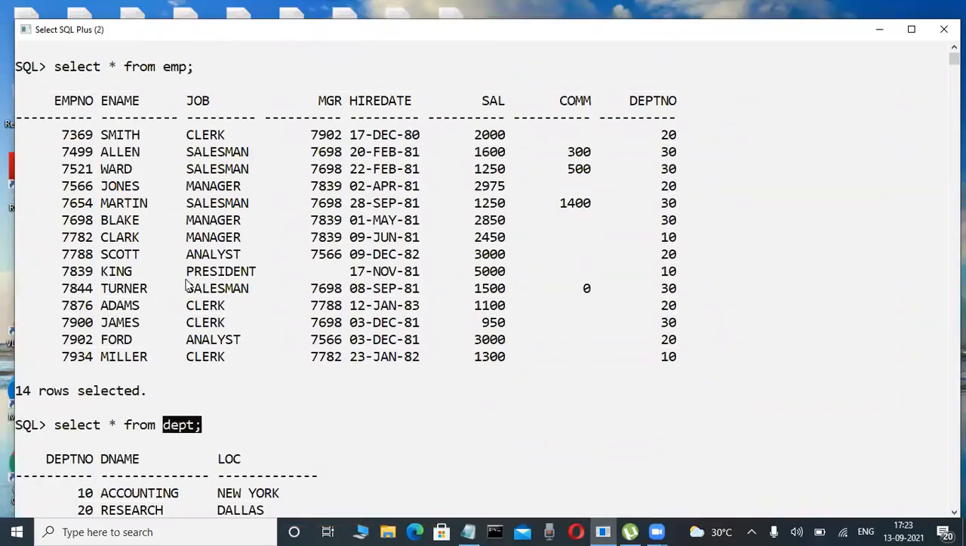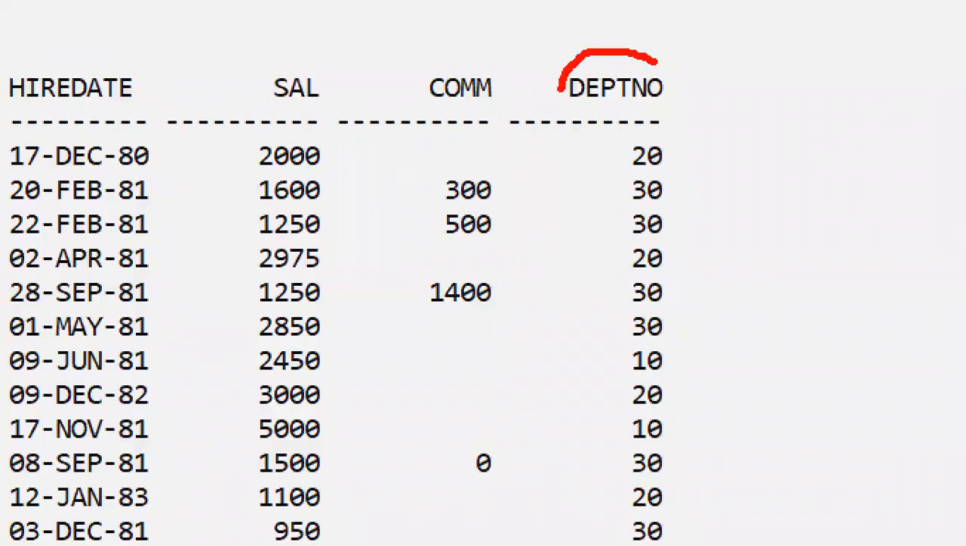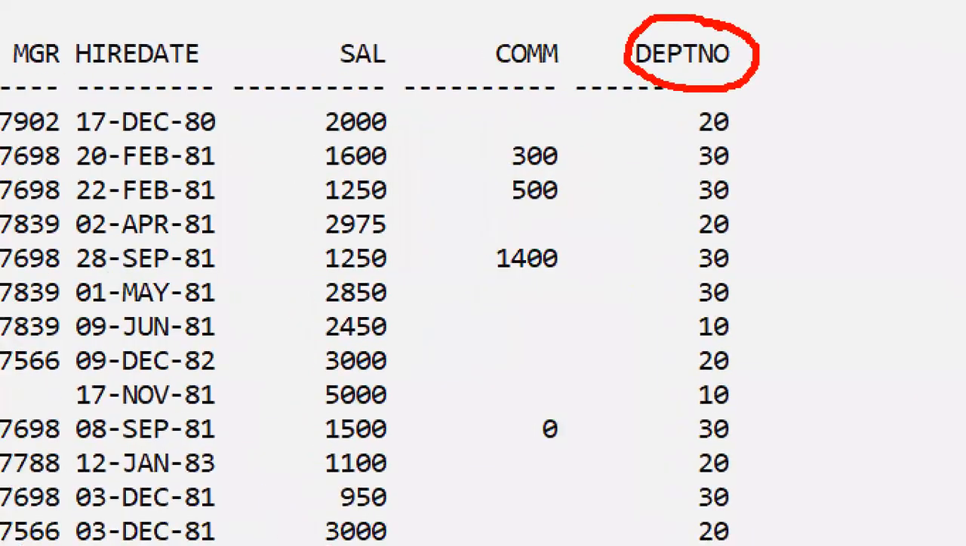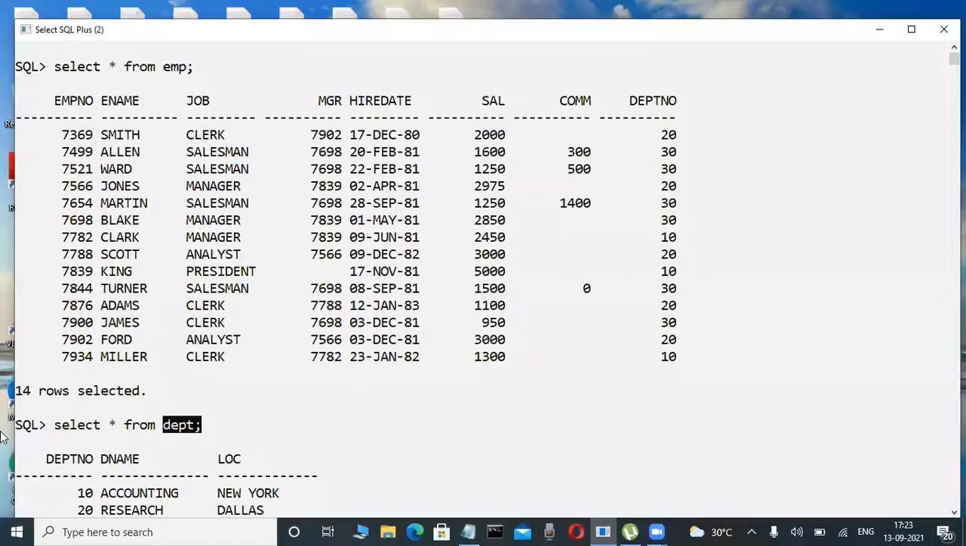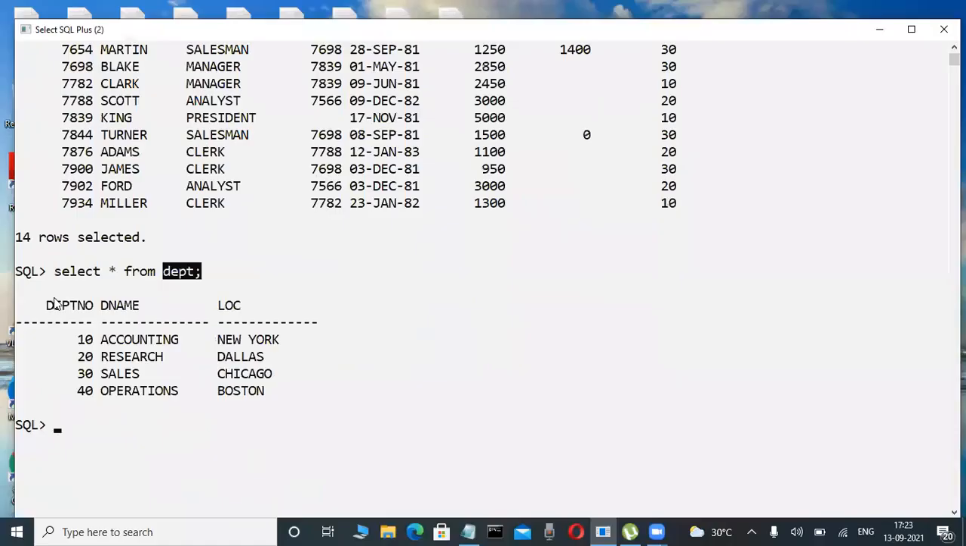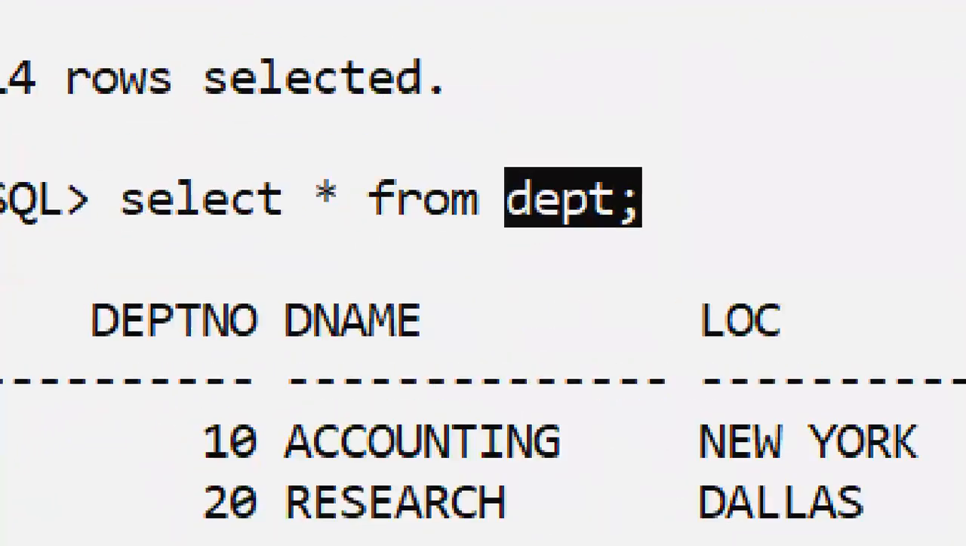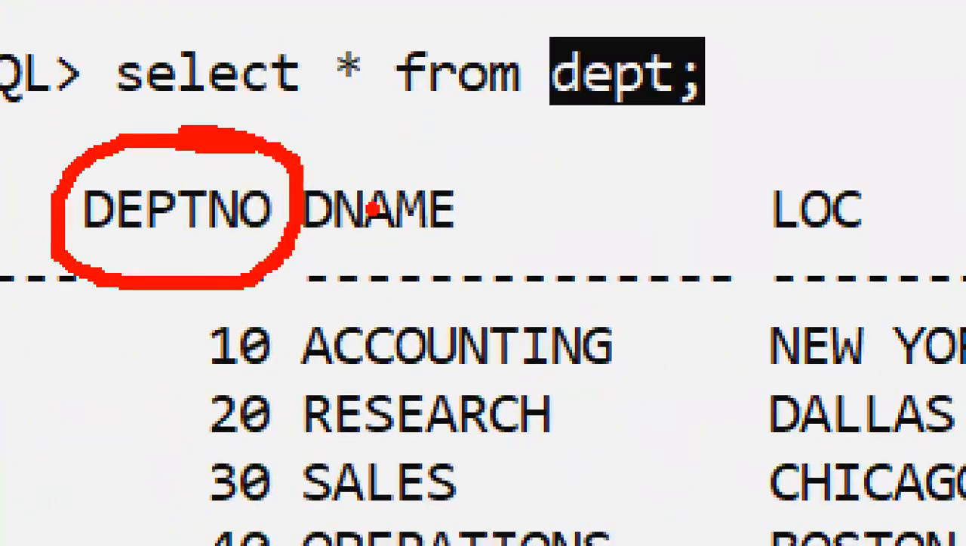Which one is the common column? Anybody viewing this properly, tell me. Which one is the common column in DEPT and EMP? Very good. Yes, DEPT number is there. DEPT number means the department number column. Here in the DEPT table also, the department number column is there. Okay, fine.